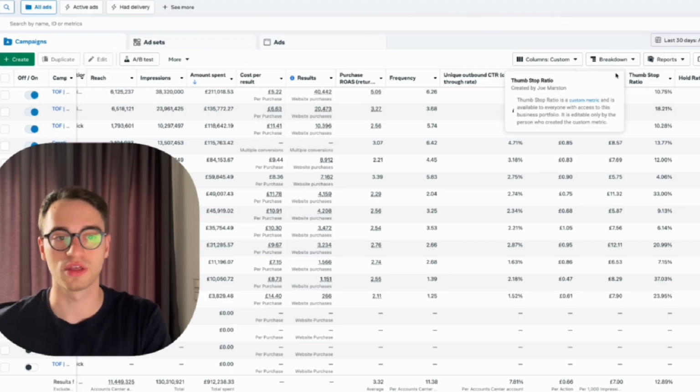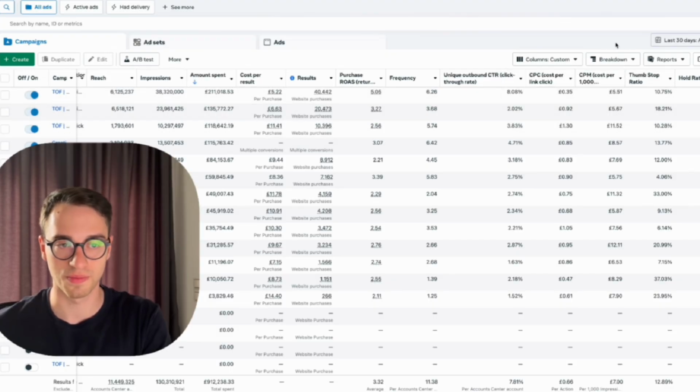And then from a CPM perspective, obviously this can be quite dependent on the industry and a few other factors, but it's good to keep track of, because again, the higher the CPM, the more something is not really hitting from a creative perspective, and Meta doesn't really help us in getting our ad out there.